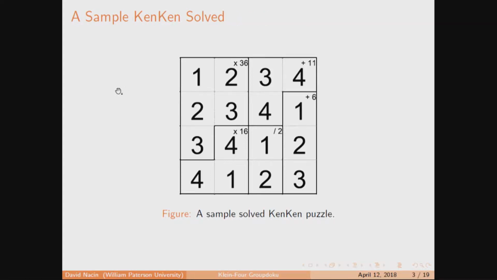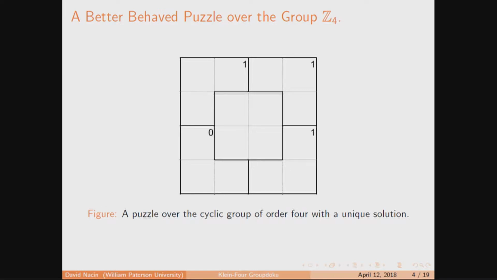But this is not the puzzle I want to talk about today. I mean, it's sort of arbitrary which operation ends up in which cage. And the clues are not even in the same set that we're using to fill in the cells. So this is a puzzle I like much better. This is a puzzle over the cyclic group of order 4. We're just in the integers mod 4 under addition. And you'll see that the operation is understood to be the group product. And suddenly all the clues are in the same set that we're filling in the cells with.